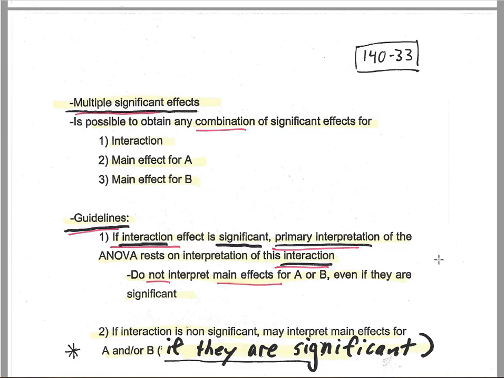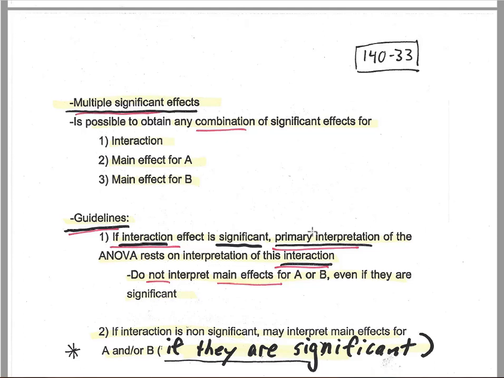If the interaction effect is significant, then the primary interpretation of the analysis of variance should rest on the interpretation of this interaction effect. If the interaction effect is significant, then do not interpret main effects for factor A and factor B, even if they are significant. Now, there are going to be exceptions to this rule. Some of you are going to go into graduate school. You will take a more advanced class on statistics, and you'll learn that there are certain situations where you don't observe this rule. But this is the rule that's typically taught in an elementary statistics class, and this is the rule I want my students to go by.